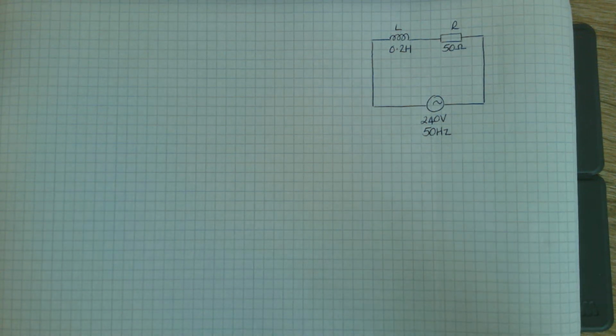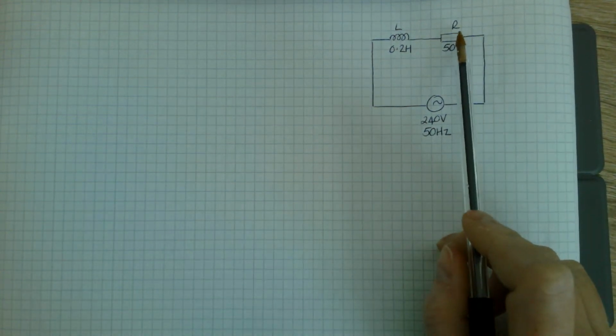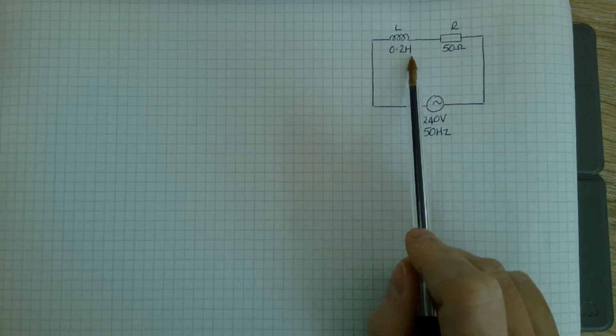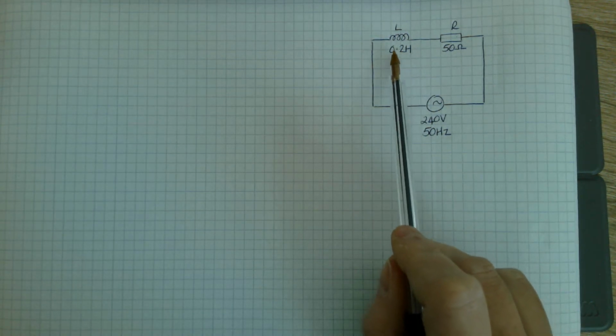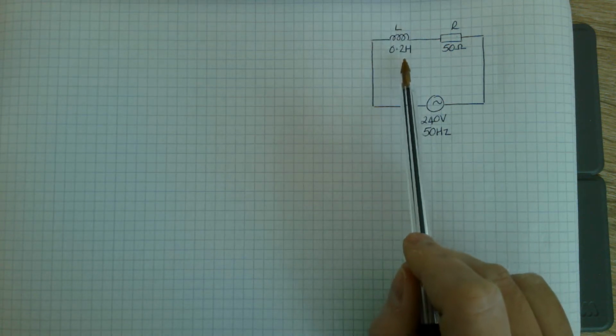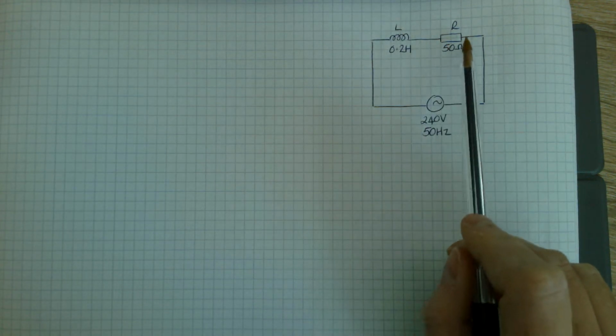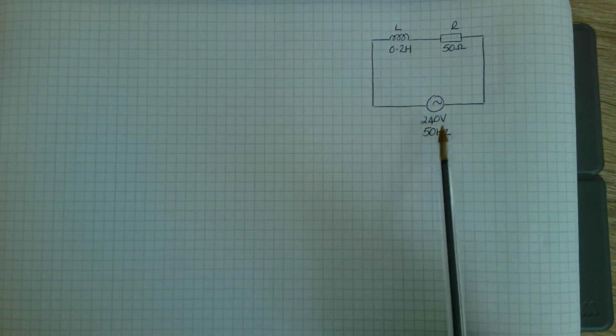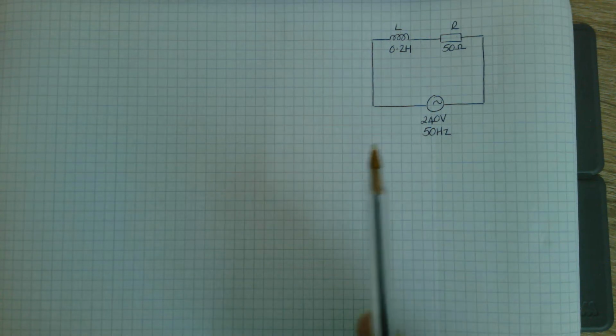Okay, so here we have an RL circuit, resistance there in series with inductance. Your L has got a value of 0.2 henries, but you don't know how many ohms this is generating and contributing to the circuit. And you've got a resistor here and it's got a value of 50 ohms. The supply in the circuit is 240 volts at 50 hertz.